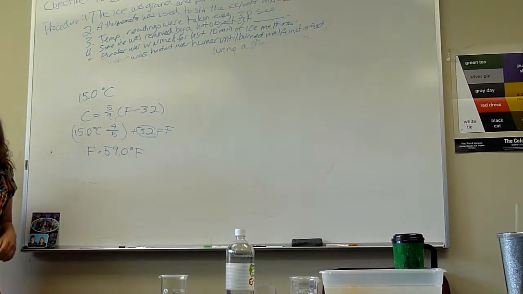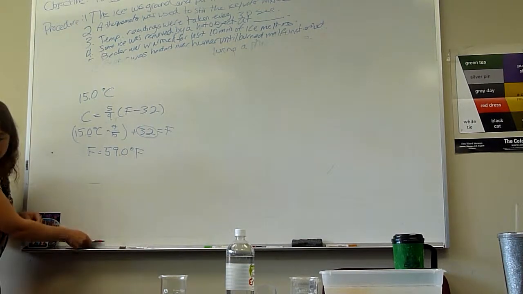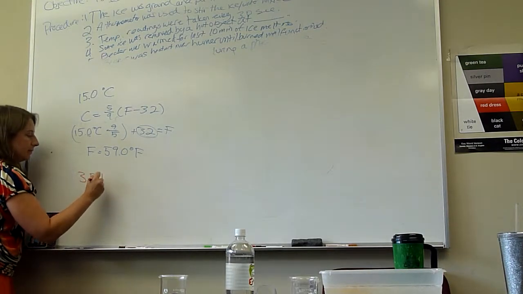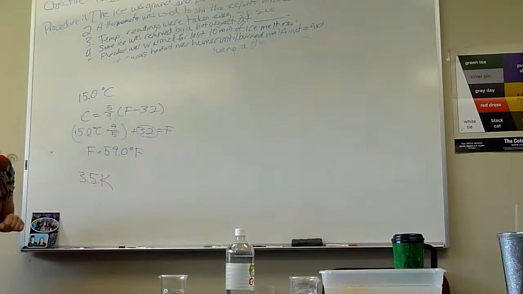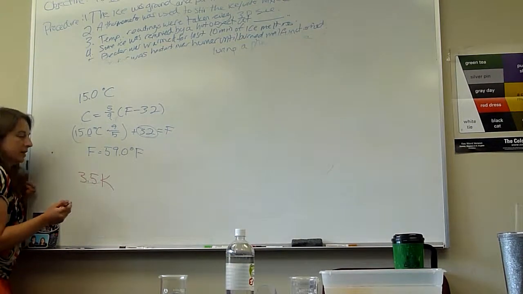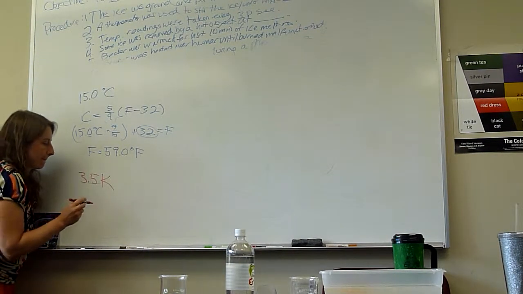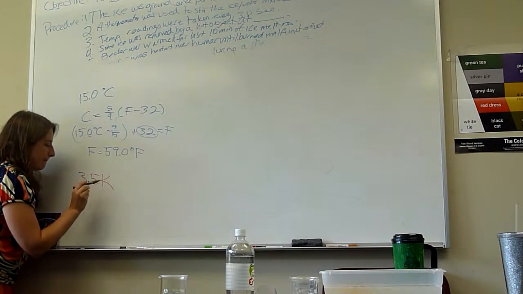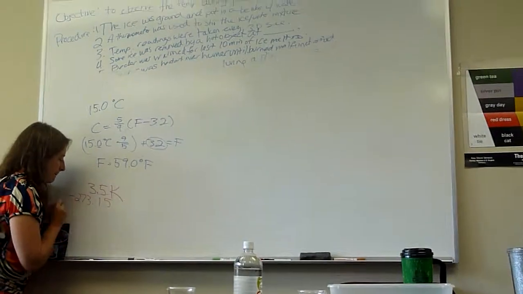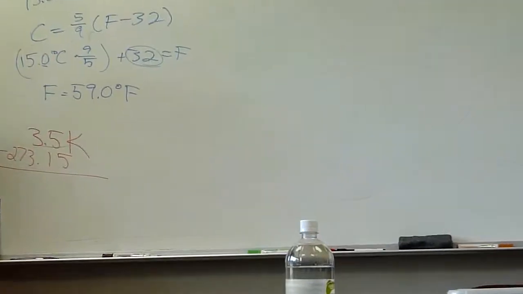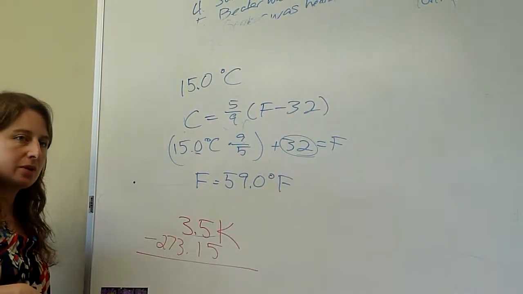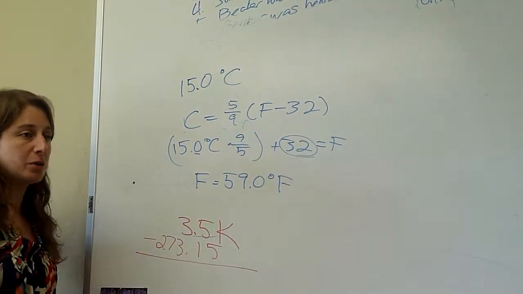Let's see. The temperature of deep space is 3.5 Kelvin. What is that in Celsius and what is that in Fahrenheit, Kristen? In Celsius, it's negative 269.7. Okay, so Kelvin never gets below 0. We can have below 0 in Celsius, below 0 in Fahrenheit, but Kelvin never goes below 0.